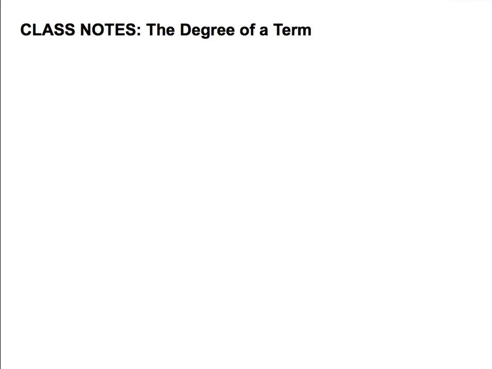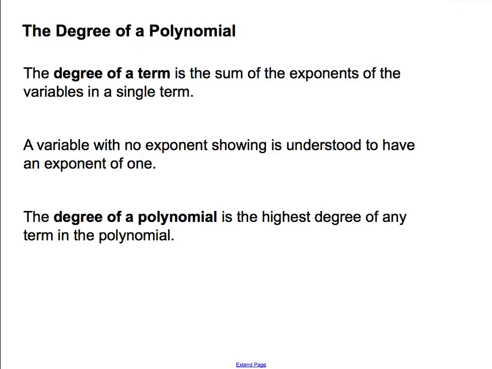The degree of the term and then the degree of the polynomial. Let's see, I have the definition here. The degree of the term is the sum of the exponents of the variables of a single term. A variable with no exponent is understood to have an exponent of 1. And the degree of the polynomial is the highest degree of any term in the polynomial.